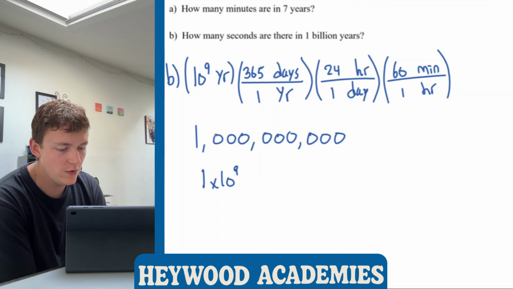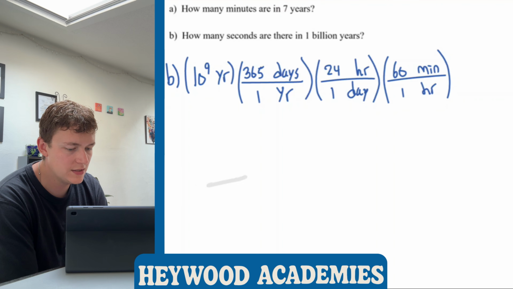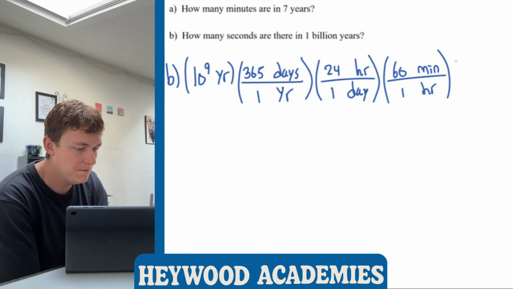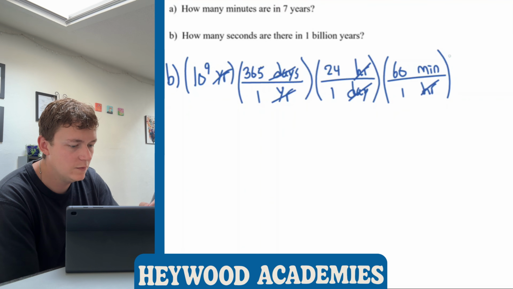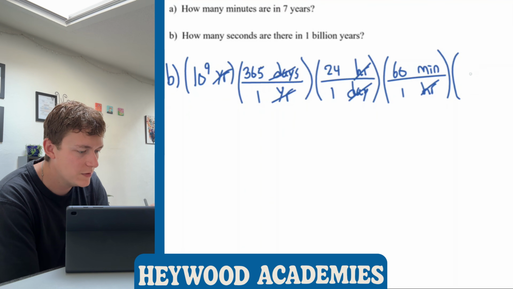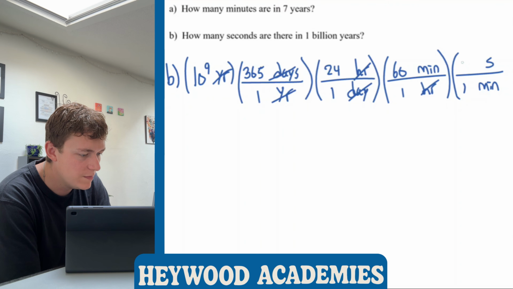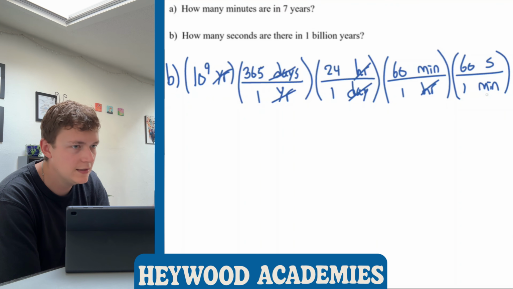Now to sort this out, we've got to go one step further, and minutes is what we left off with. Let me cancel these out again. These are gone. Those are gone. We just need to go to seconds. So I'm kind of reusing what we did last time here. And we're going to go minutes to seconds. 1 minute is 60 seconds.